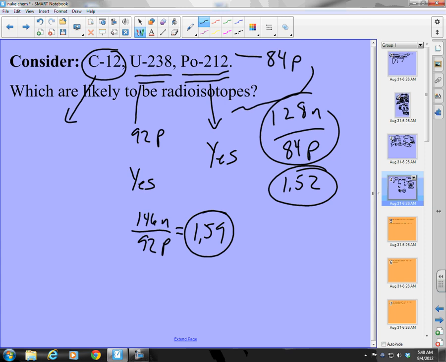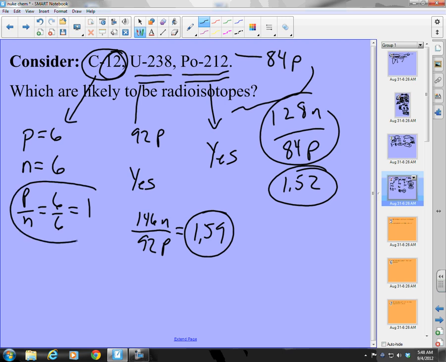Now, carbon-12. When I look at the periodic table, I see carbon has 6 protons. Right away I'm thinking carbon-12 probably is not radioactive, but I still need to check this out. It has a mass number of 12, so that means it has 6 neutrons. The proton to neutron ratio is 6 over 6, a ratio of 1. And if it has a ratio of 1, I'm going to assume that it is stable.